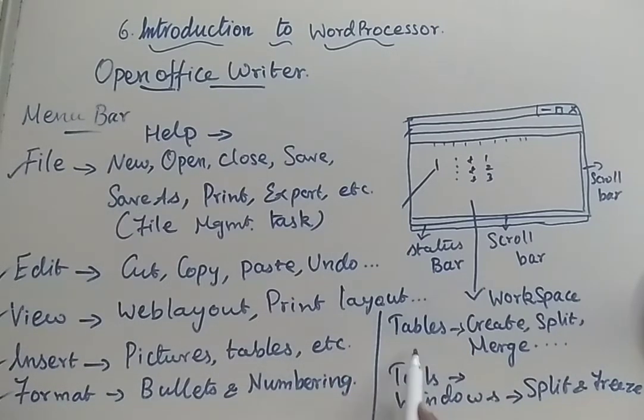Next menu is your tables. Here you can create a table, then you can split it, merge the table, everything can be done in the tables menu. Next you have your tools. Here it is going to contain various tools and functions. Everything will be available. Just by clicking this one, it will be applied in your document.